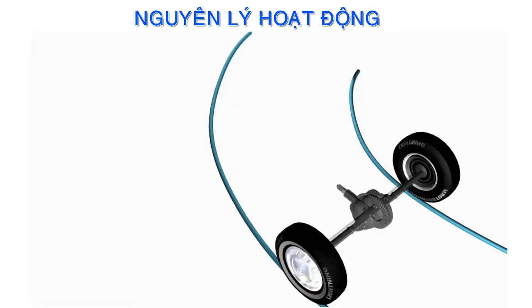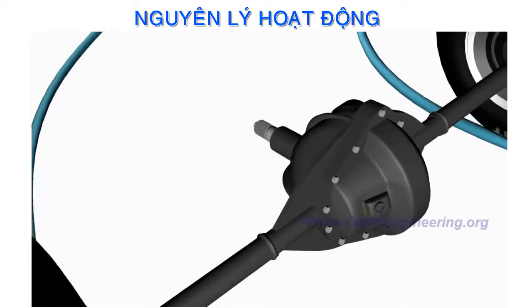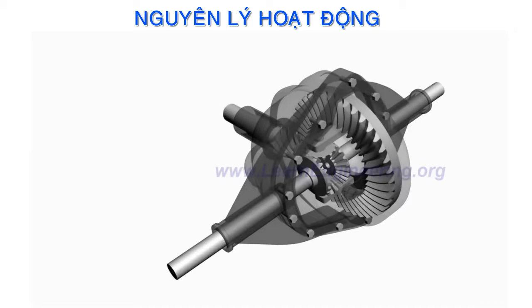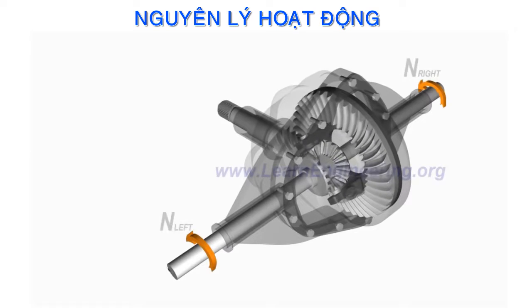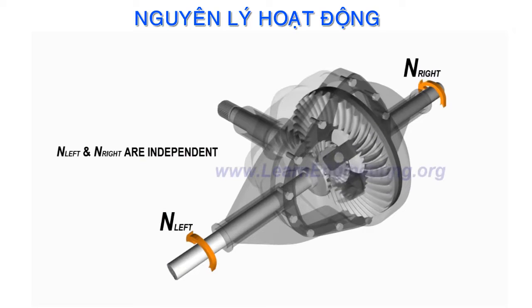This is exactly where the differential comes in. The ingenious mechanism in a differential allows left and right wheels to turn at different RPM while transferring power to both wheels. We will learn how differential achieves this in a step-by-step manner using its simplest configuration.